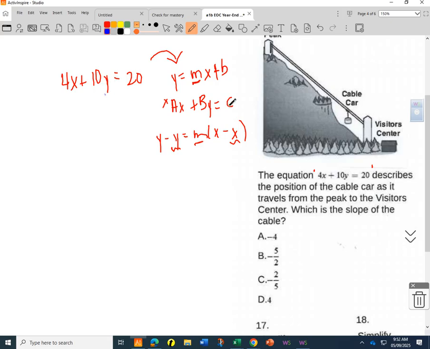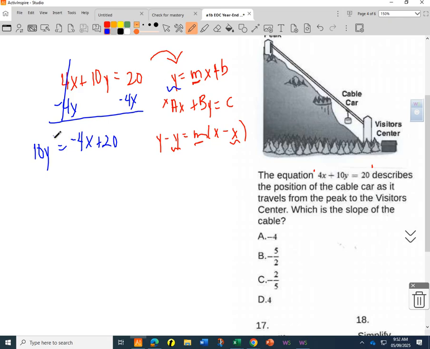So we look for the y all by itself on the left and everything else on the right. The y has to be positive, have a positive one coefficient, can't have a negative or anything up there, right? So what should we do first to get it by itself? Subtract 4x. So now we have 10y equals negative 4x plus 20, and I did put my x term in front of my constant because that's how it is in slope-intercept form, right?